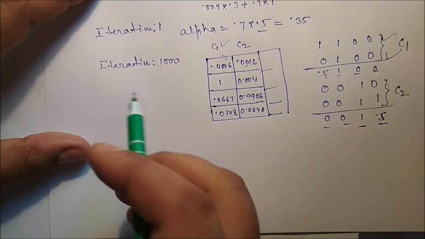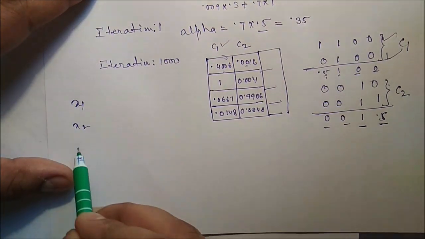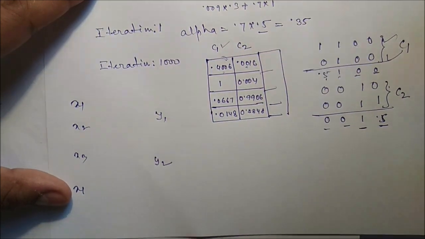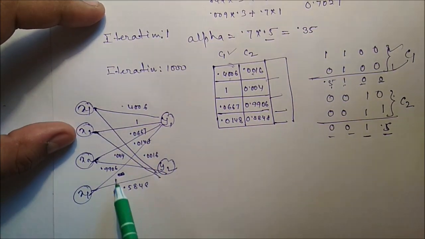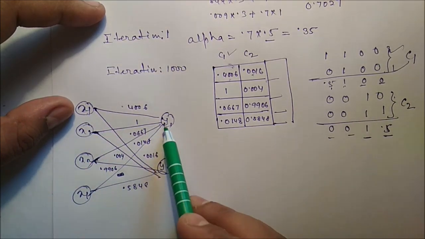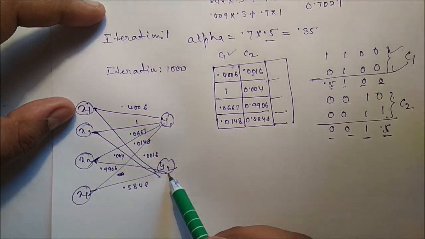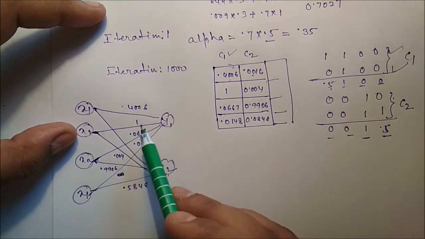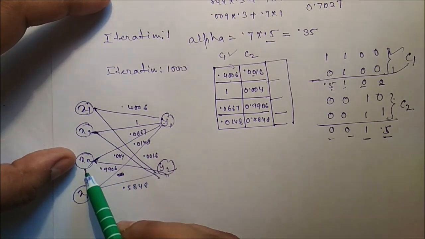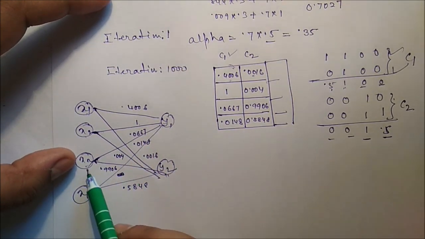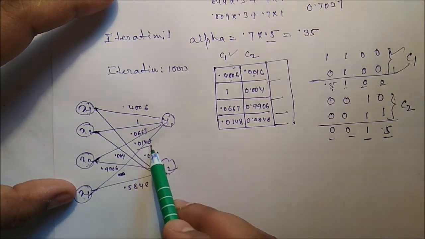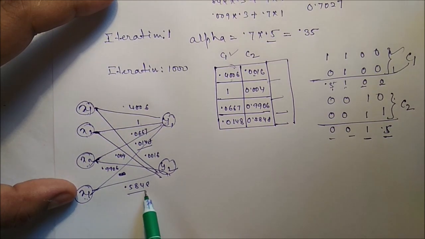You can draw the figure also, with x1, x2, x3 and x4, and y1 and y2. If you plot the weights in the weight matrix, you can see the weight between x1 and y1 is much more than the weight between x1 and y2. Similarly, the weight between x2 and y1 is much more than between x2 and y2. The weight between x3 and y1 is much smaller than between x3 and y2. Similarly, the weight between x4 and y1 is much smaller than between x4 and y2.